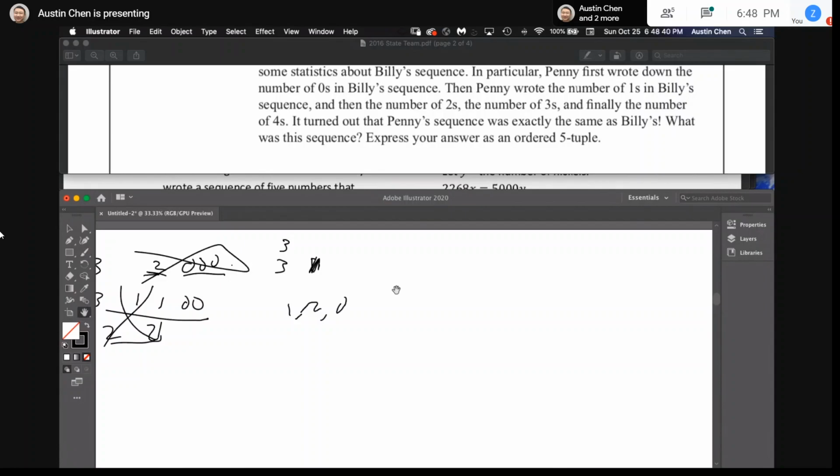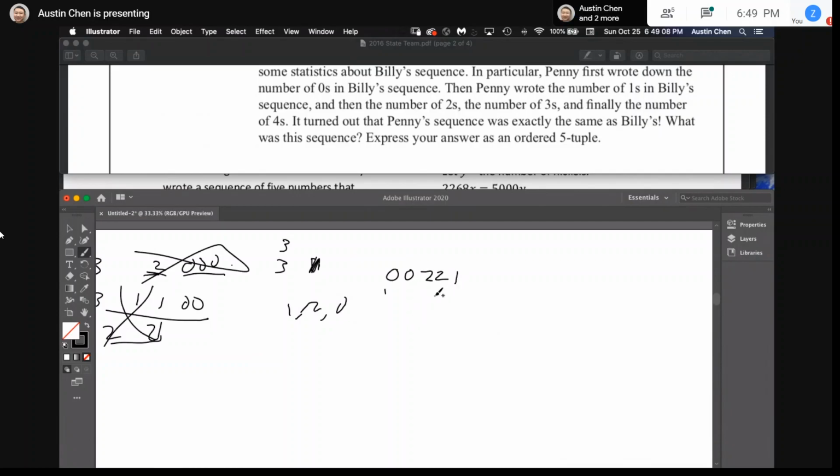You want to give me a sequence, Bill, of ones, twos, and zeros? I don't know. Okay, so you obviously can't have three of any of these, right? Because you can't have any threes or fours. So maybe we just try two zeros, two twos, and a one.